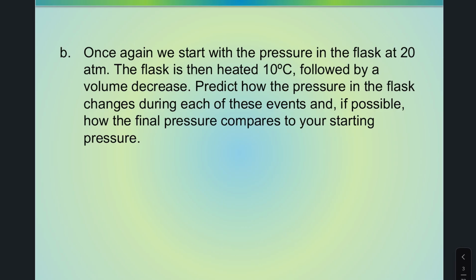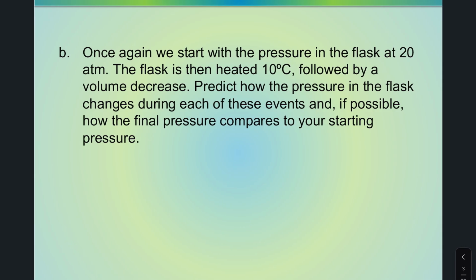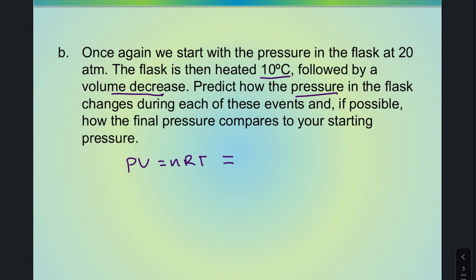And so if we look at this again and we change something else, if we then heat it followed by a volume decrease, we're going to do the same thing. We have PV equals nRT. And we want to know what is happening to the pressure again, so we'll keep that by itself. The first change that we do is a change in heat. And we already know that if we change the temperature, we can rearrange the equation to look like this: P equals nR over V times T. And so increasing the temperature is going to increase the pressure.